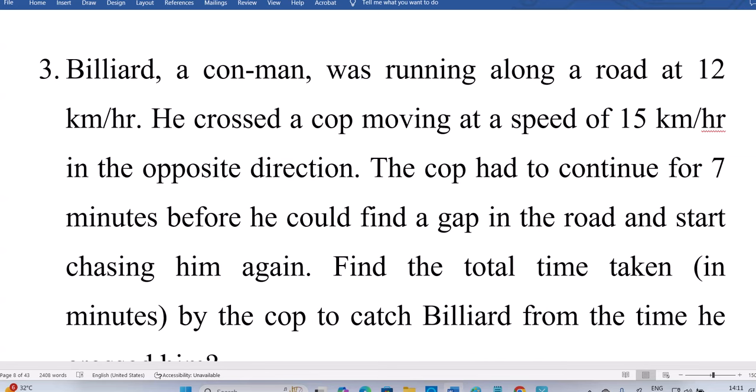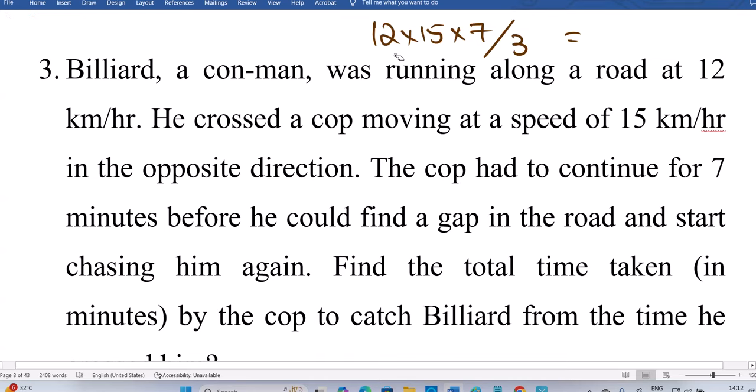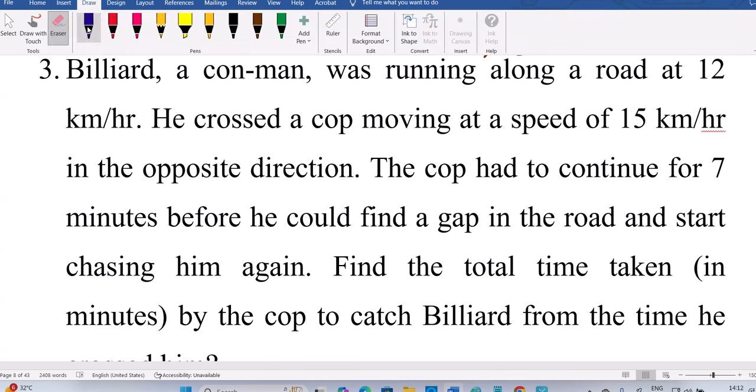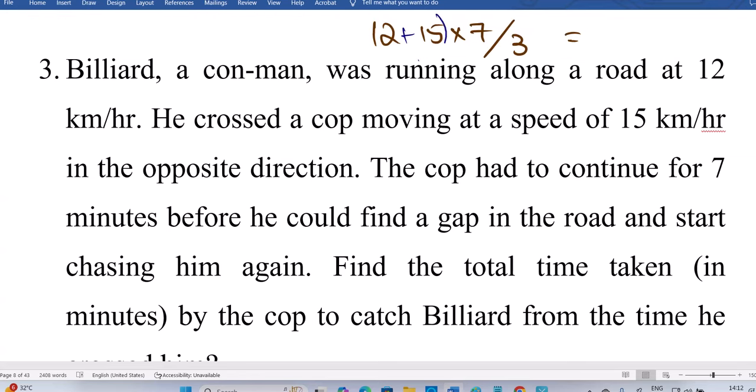But if you want shortcut as the values change, do the product of 12 and 15 with 7 minutes, divide by difference of the speeds. What's the speeds difference? 3. Sorry, not 12 into 15, 12 plus 15. I'll tell you why all these are happening. In exam, this is for your exam point of view. 12 plus 15 into 7 divided by 3, we will get 63 minutes. But sir, why did you add in the numerator? Denominator 3 is subtraction, my dear. Denominator is 15 minus 12, numerator 15 plus 12.